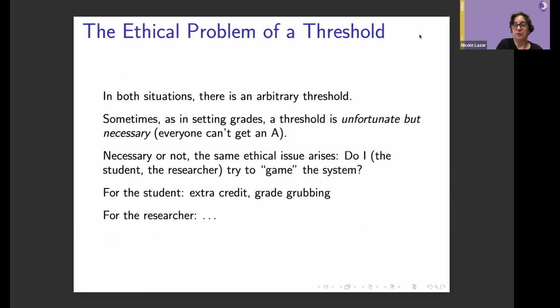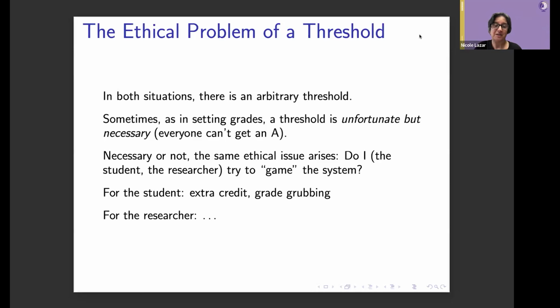And this brings us to the ethical problem of a threshold. So in both situations, there's an arbitrary threshold. Now, sometimes you need to have a threshold. So when you're setting grades, for instance, it's an unfortunate fact of life, but kind of necessary. In most courses, again, my thought experiment was on an intro stat class. Everybody can't get an A. So you need to have some way of deciding these are the students that are going to get an A, these are the students that are going to get a B. So it's an unfortunate but necessary fact of life.